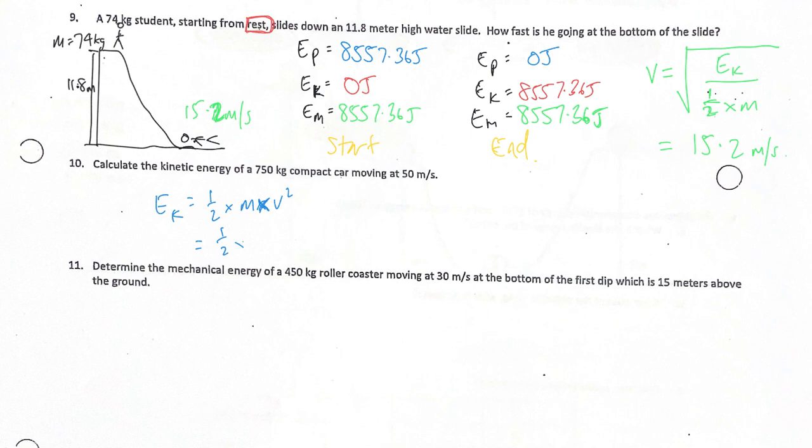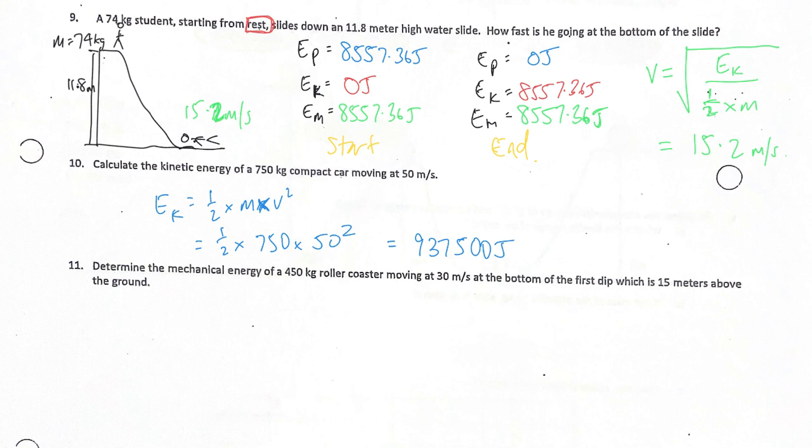So half times 750 times 50. Is that correct? Yes. You have to square. I have to square what? You need to square the 50. Okay, so 0.5 times 750 times 50 squared is 937,500 joules.